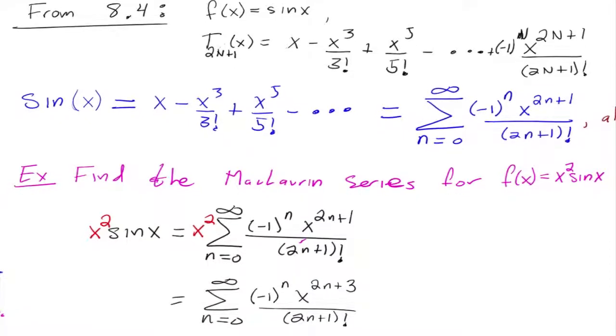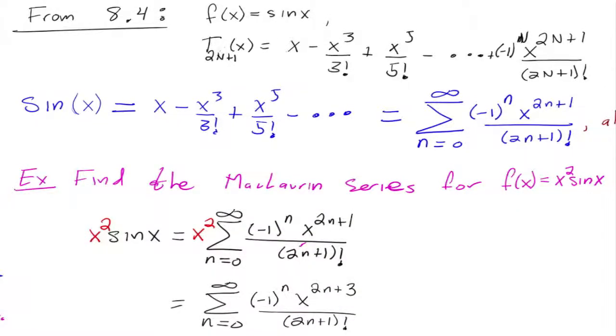So does that make sense how we can easily do this? We have a list of known ones. For example, we know e to the x, sine of x, and cosine x, because we found all of them before, right? We know 1 over 1 minus x, and all of the ones that look like that.